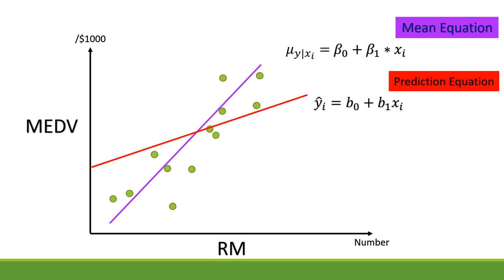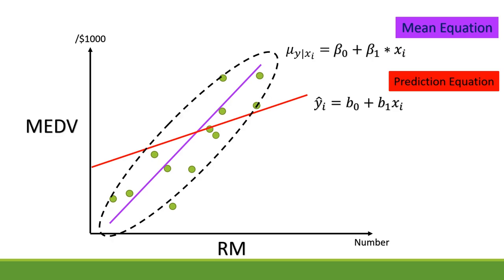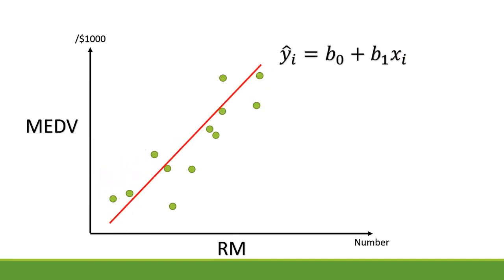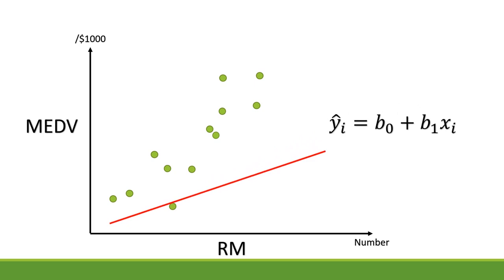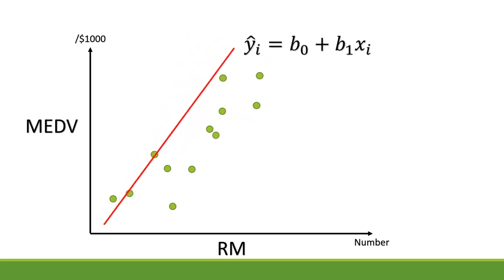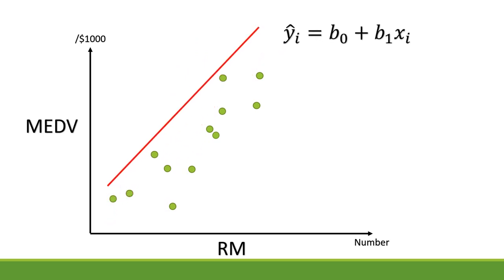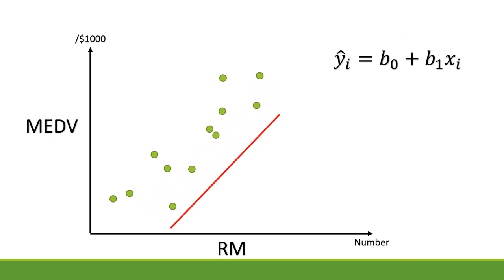Using sample data, our target is to find a straight line y hat equal to b0 plus b1 times x, to approximate the mean equation as closely as possible, where b0 is the estimated value of beta 0 and b1 is the estimated value of beta 1. This equation is called the prediction equation. The idea here is straightforward, but it has a problem. We are not sure which line is closest to the mean equation. Since we do not know the location of the real mean equation, we have to judge with another standard.